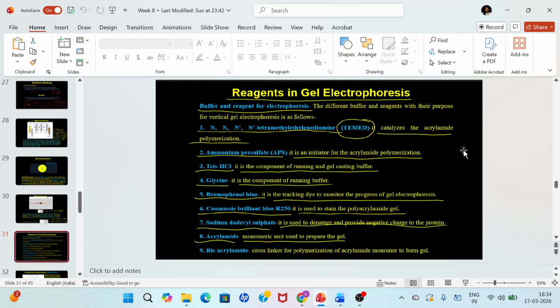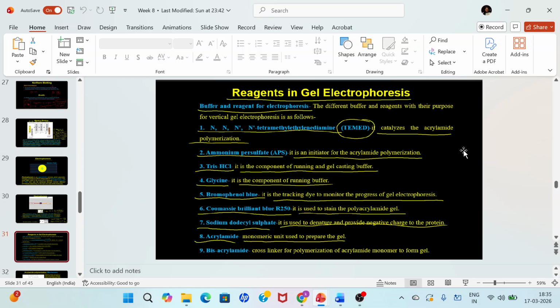Then the glycine is the component of running buffer. It provides a charge, and also it is the guiding molecule in the gel. So yes, next is the bromophenol blue. It is the tracking dye to monitor the progress of the gel electrophoresis. Coomassie brilliant blue is used to stain the polyacrylamide gel.